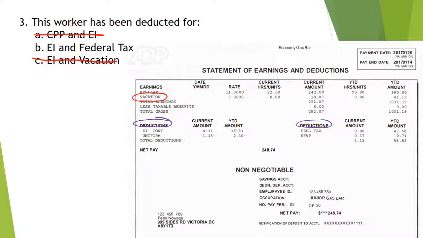So let's confirm that our last answer is in fact the correct one. Well, we can see EI listed down here in deductions, and we can also see federal tax over in the second column. So the answer is B. Most paychecks would have all these deductions in a single column together. This paycheck has split them apart, and I'm not exactly sure why, but that is something to think about when you're comparing paychecks from different employers.